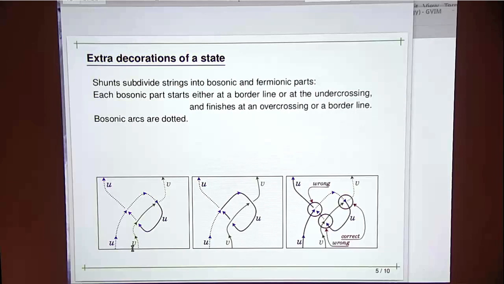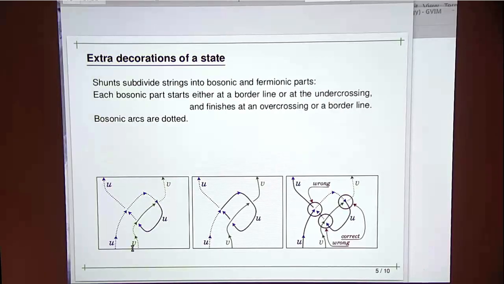So am I to understand that on the left, could I have started out as fermionic, the blue coming out of the bottom? Could it have been fermionic and then become bosonic? Well, here, no, you have no chance, because here it is overcrossing. At overcrossing, the bosonic part should finish.